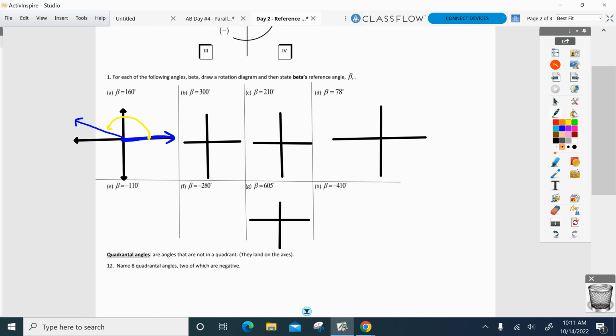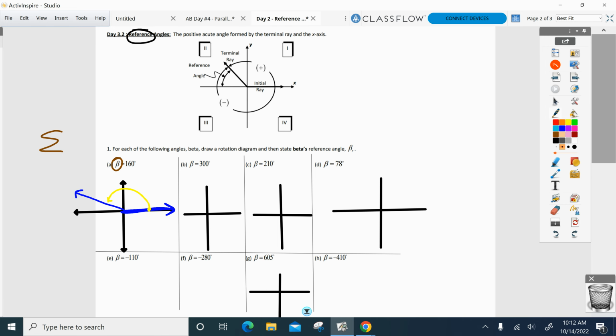Okay, next up, let's talk about some new stuff that's up here. Don't get complicated. That's a Greek letter. Remember our Greek letter from sequences and series, sigma? This is a Greek letter called beta. All it means is it's a variable. Could I put x equals 160? Sure. It's a Greek symbol, beta. That's all it means. Don't let it freak you out. It just means some angle equals 160.